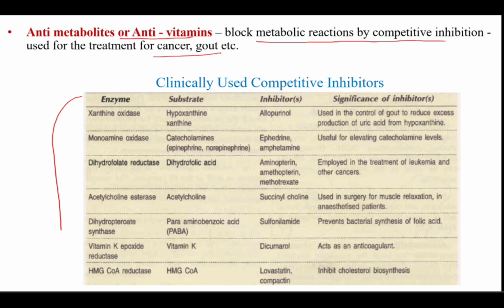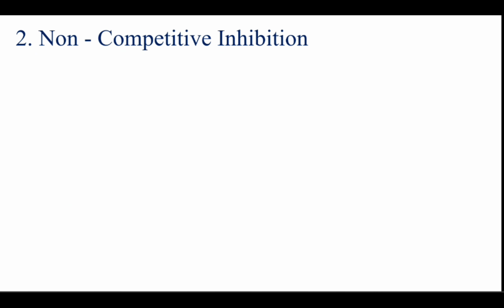There are many examples of competitive inhibitors: xanthine oxidase, which is used in gout; monoamine oxidase, which is required for increasing catecholamine levels; dihydrofolate reductase, that we have seen, which is used in the treatment of cancers and leukemias. And then acetylcholinesterase, dihydropteroate synthase, vitamin K epoxide reductase, and HMG-CoA reductase. These are all different examples of competitive inhibitors.